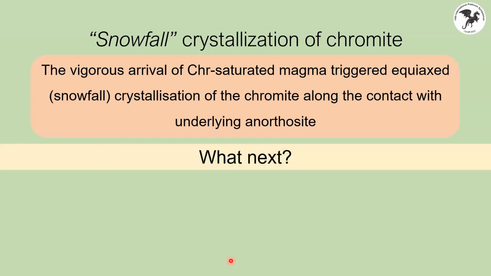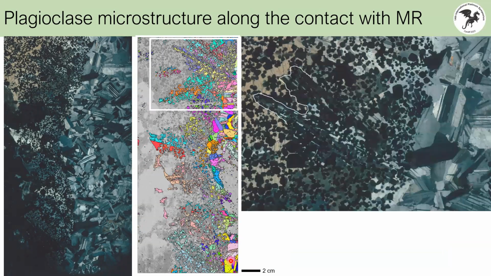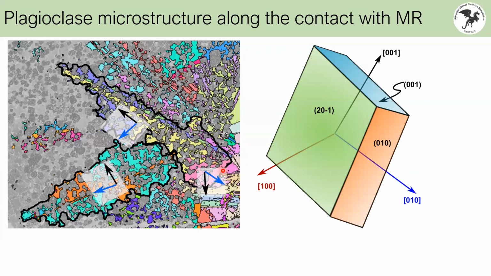So what next? I'm still very amused with these plagioclase crystals. I think they're really cool. Sorry for the jargon and non-scientific language, but look how they grow. We have this almost randomly oriented, remelted anorthosite. And then from the contact, we have these spades going towards the inside of the reef. And so this is our plagioclase.